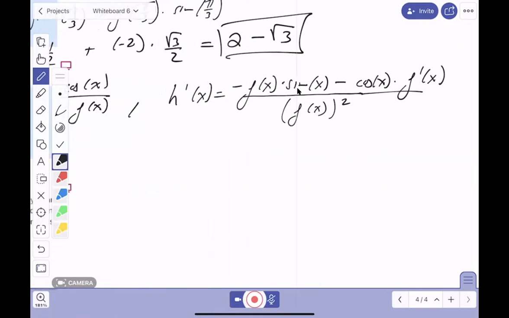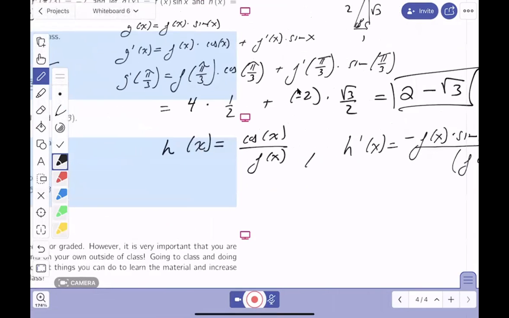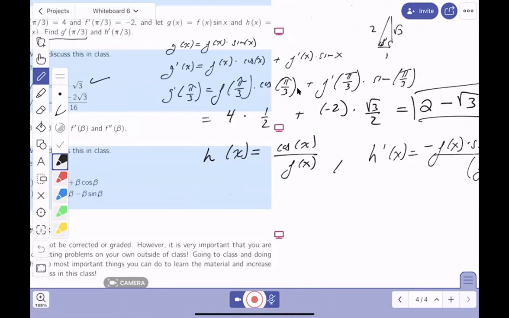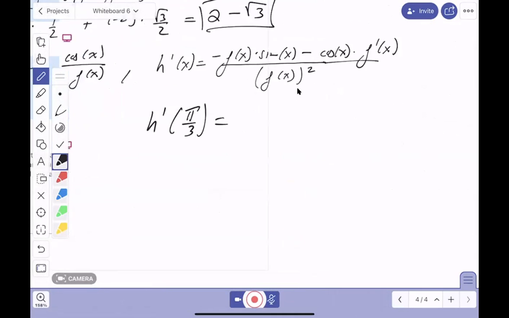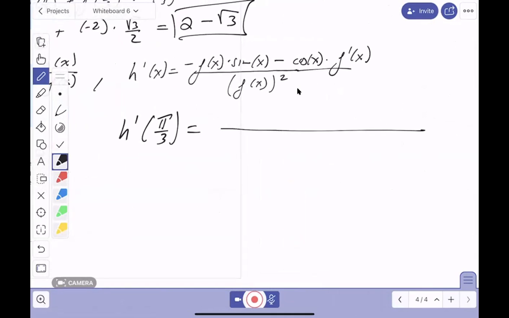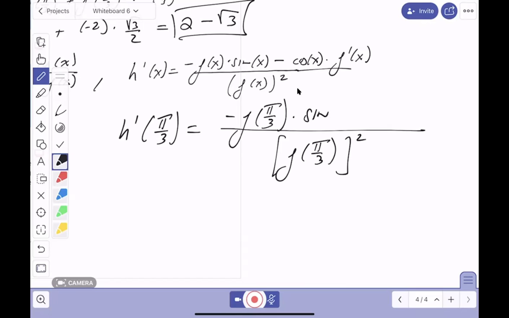What do they want me to do? And again, it's not a memorization skill. It's reading at this point. They want to do h prime of pi over 3. Well, I'm going to write it down, and then we'll put the numbers in later. And again, I hope you're not trying to memorize too much. Sorry about that.